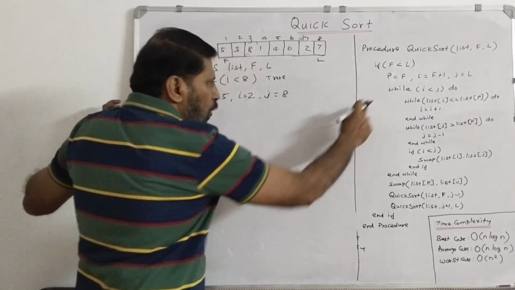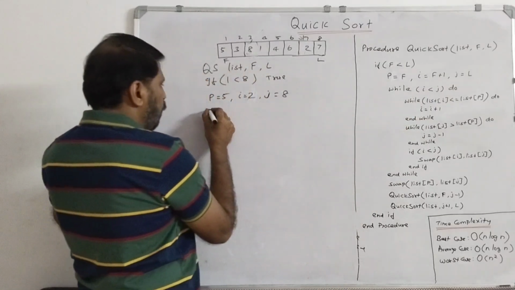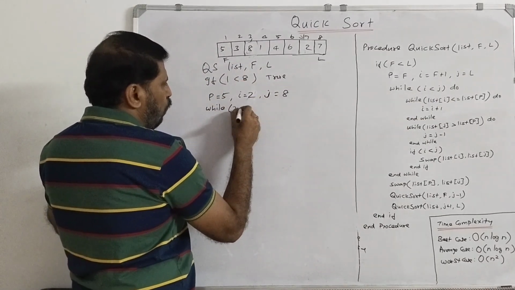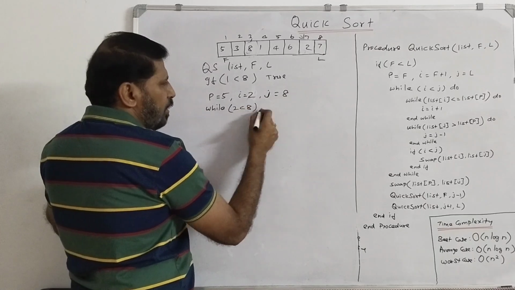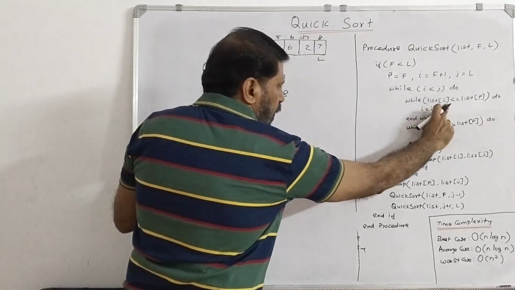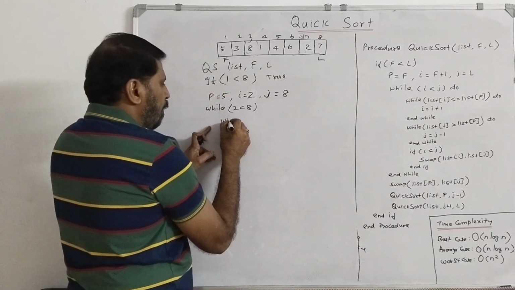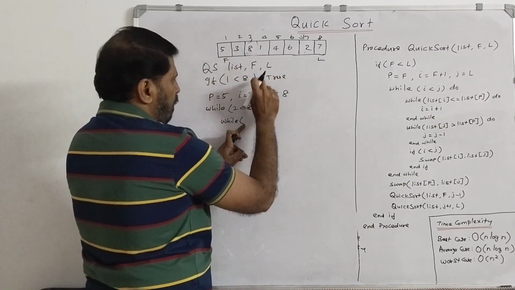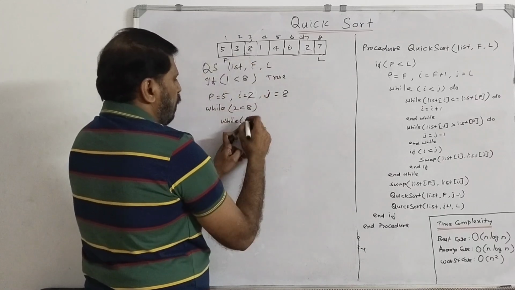Now we have to check while I less than j. What is I? 2 less than j, 8. Condition true. True means we come inside. While list of I. What is list of I? List of 2.